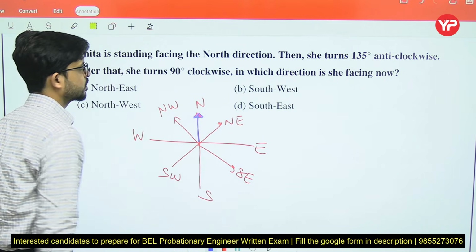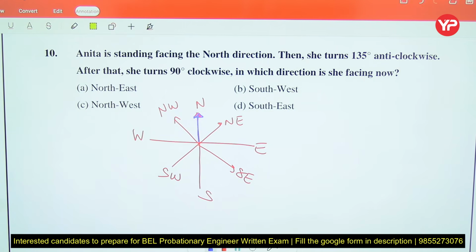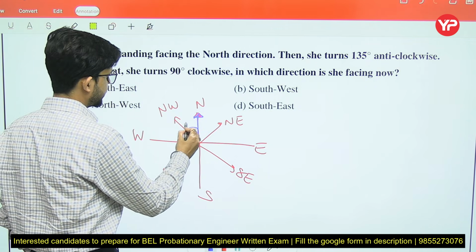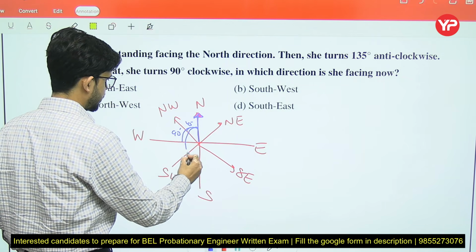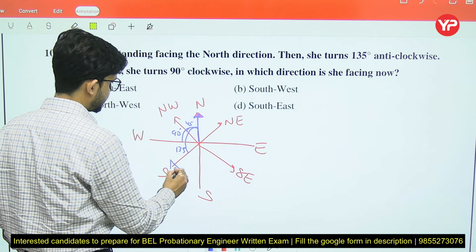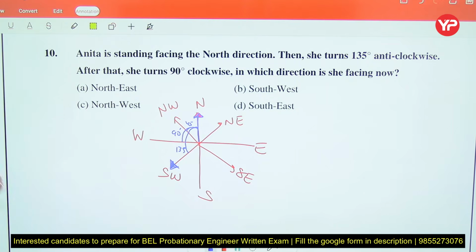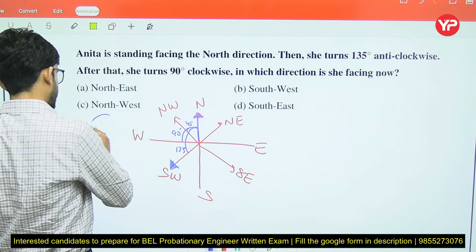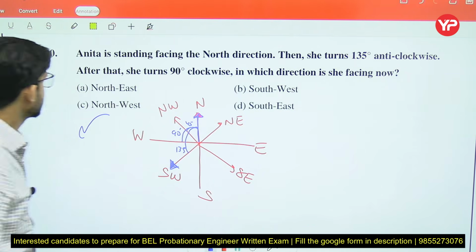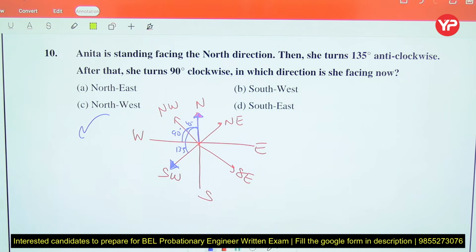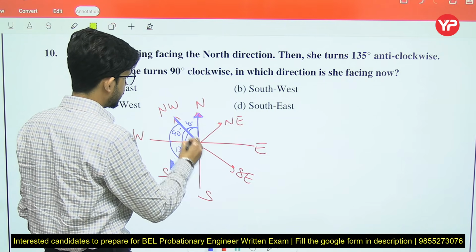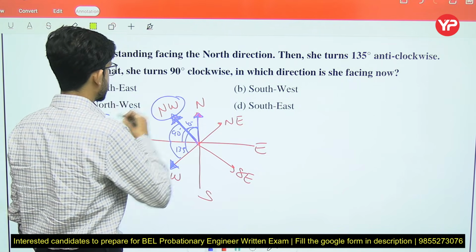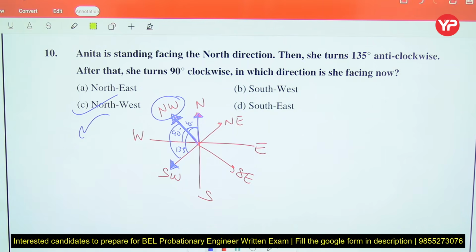She is facing north. She turned 135 degrees. I know that this is 45 degrees, this is total 90 degrees and this is total 135. Now she came into southwest direction in the anti-clockwise direction. This is the anti-clockwise direction, this is the clockwise direction. Now after that she turns 90 degrees, means 45, 90. So currently which direction is she facing? Northwest. So our answer will be C. Northwest will be the answer.